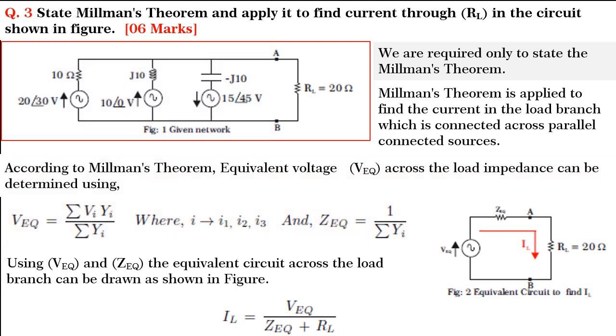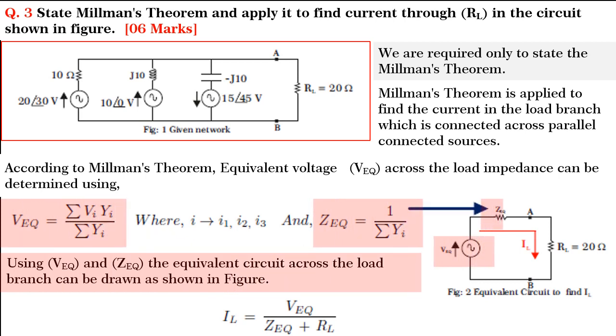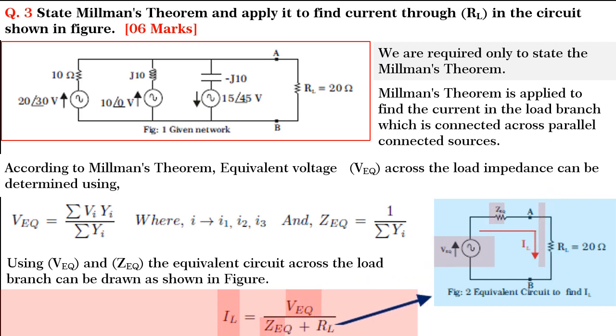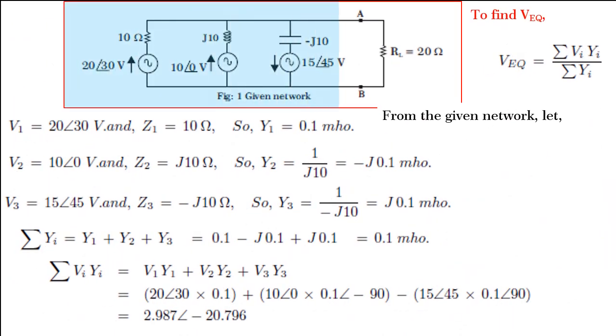We also know that Z equivalent is equal to 1 upon summation of Yi. Using V equivalent and Z equivalent, the equivalent circuit across the load branch can be drawn as shown in figure. So, from the equivalent circuit, we find that IL is equal to V equivalent divided by Z equivalent plus RL. Friends, now let us apply the Millman's theorem for the given circuit. Consider the network shown in figure.